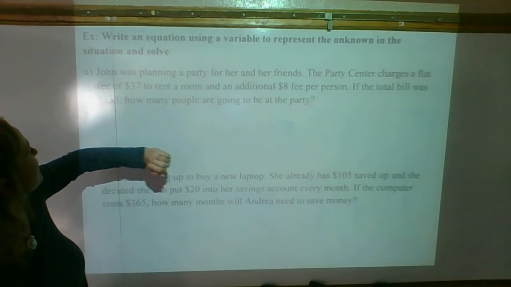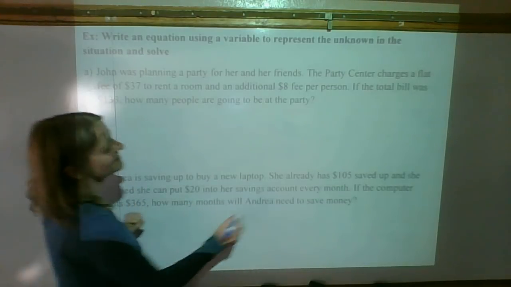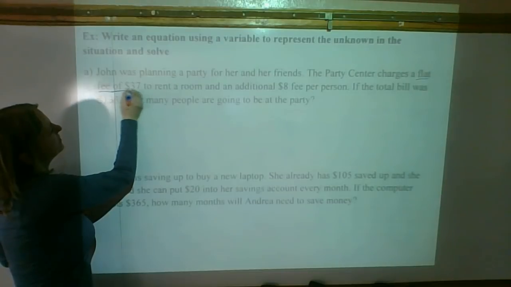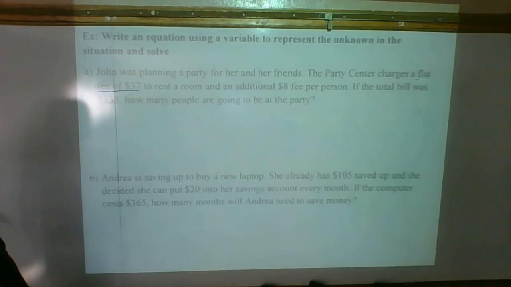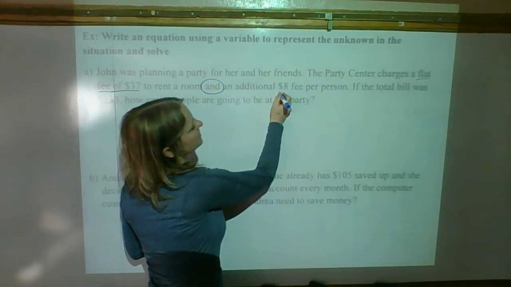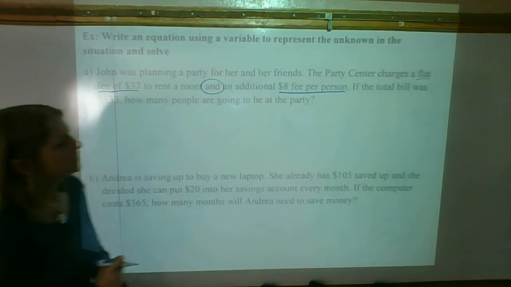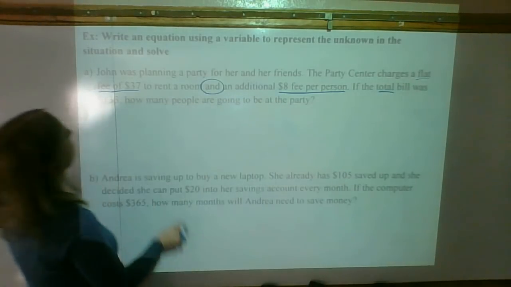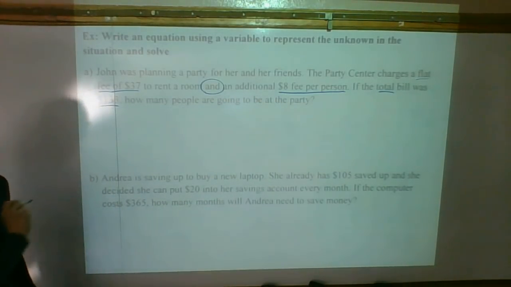The party center charges a flat fee. Do we know what a flat fee means? You pay it once. Yeah, we just pay that once. So we pay $37 to rent the room and an additional $8 fee per person. And then it says if the total bill was $133, how many people are going to be at the party?